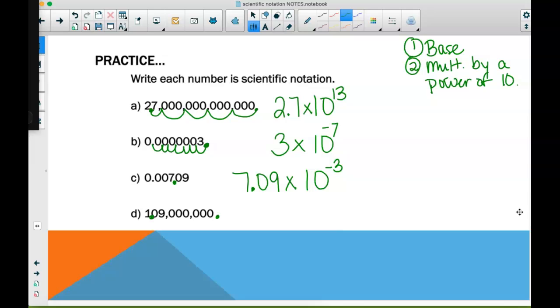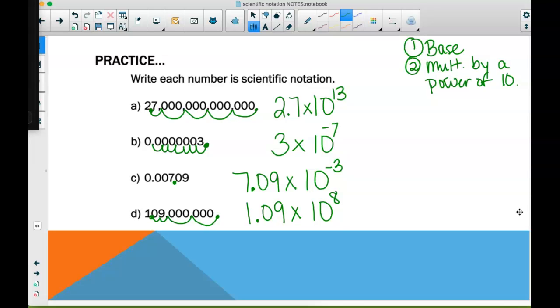After the 1, now do I have a number between 1 and 10? Yes. So now I can write down 1.09. I don't have to write all the zeros at the end. That's the whole point of this, is to be able to get rid of them. 1.09 times 10, and we move the decimal 3, 6, 7, 8 places. And this time it's positive because we started with a really large number. So 1.09 times 10 to the 8th power.